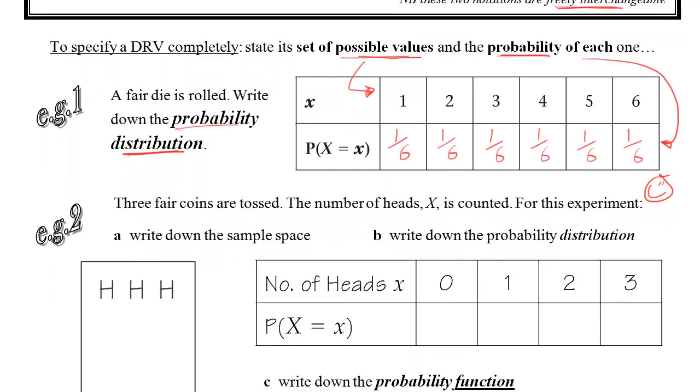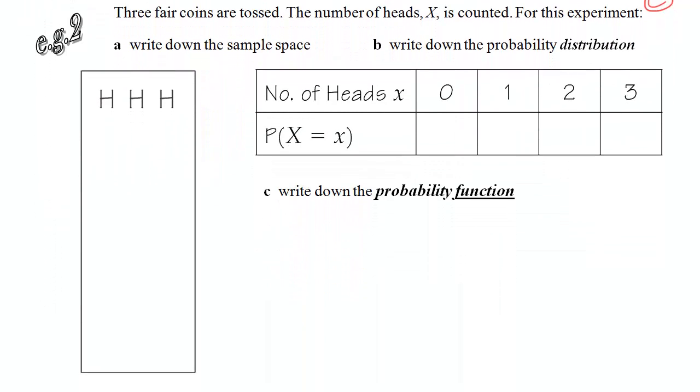Looking at a slightly more complicated example, we're tossing 3 coins and we're recording the number of heads. Okay, so heads or tails couldn't be a discrete random variable, but the number of heads is a number, so that can be. So the first thing is a sample space, and this can come in many forms, but what it really means is a list of all the possible outcomes. So here we're going to list the combinations.